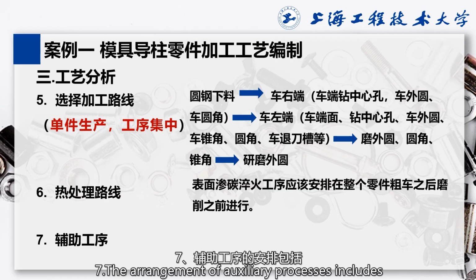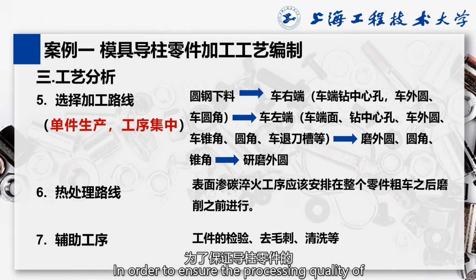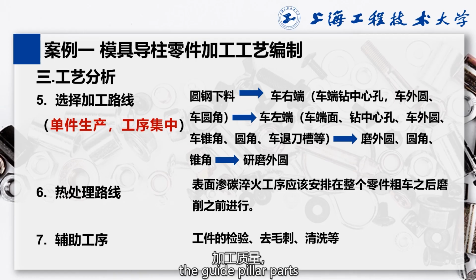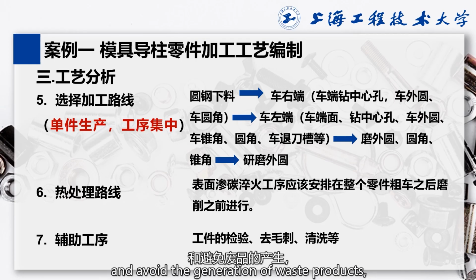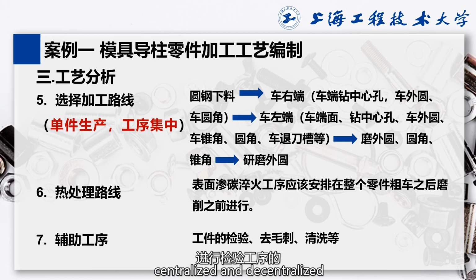Seventh, the arrangement of auxiliary processes includes inspection, deburring, cleaning, etc. of the workpiece, in order to ensure the processing quality of the guide pillar parts and avoid the generation of waste products. The inspection process of the entire part should be centralized and arranged after all processes are completed.